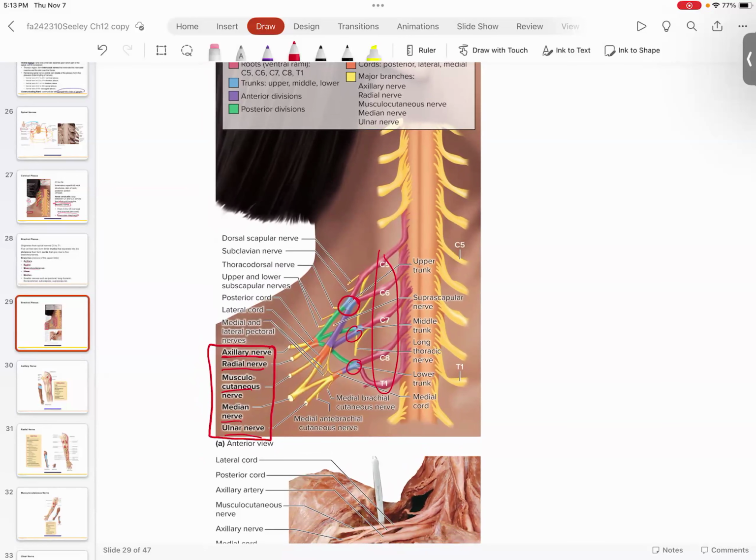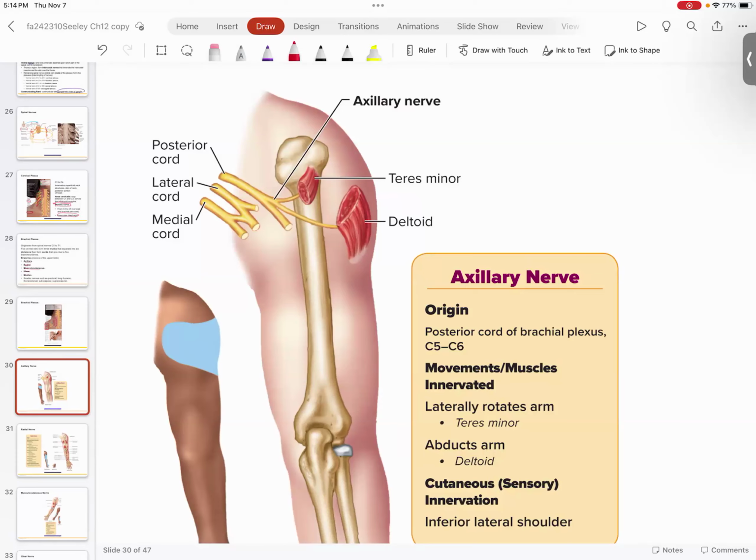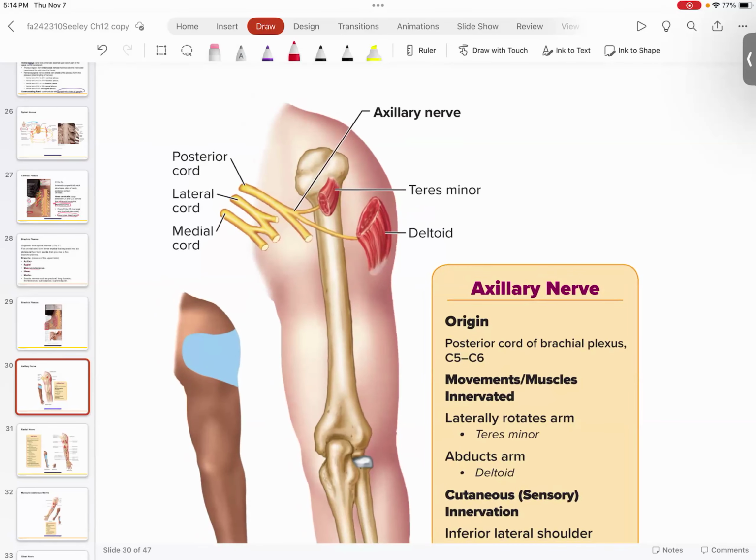These are all basically going to the arm. That's why it's called the brachial plexus. And this is going to be controlling and innervating the upper arm. So here's kind of what it looks like as it starts to head into the upper arm. So you have the axillary nerve, which is going to be one that's worth knowing.